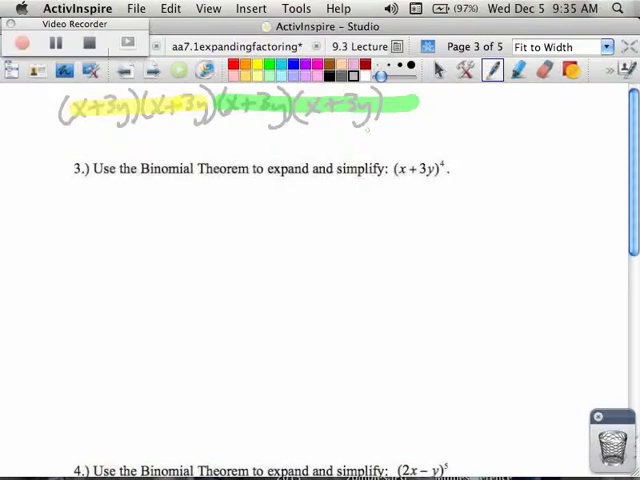What we're learning today is how to do it without doing all that distributive property stuff, and here's how it works. See if this makes sense to you.